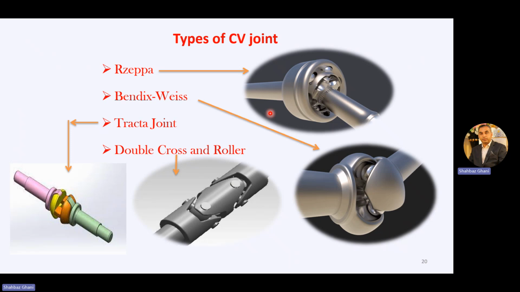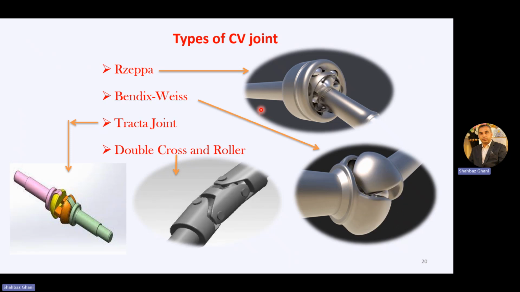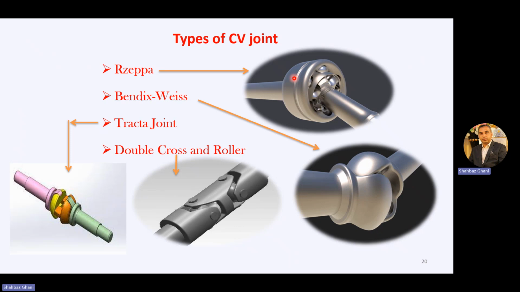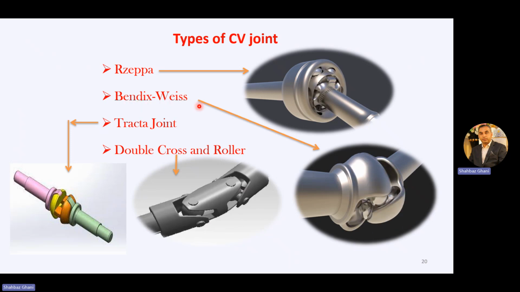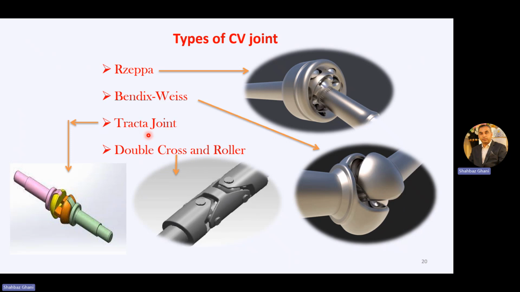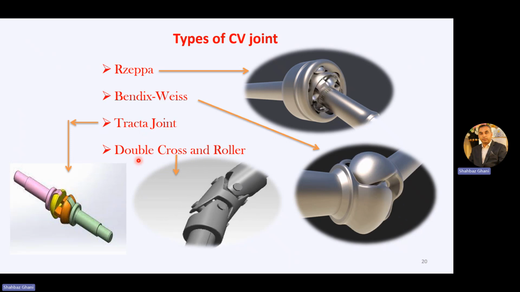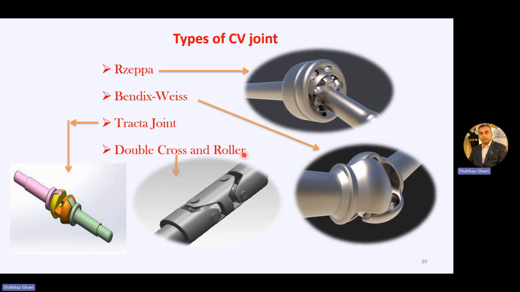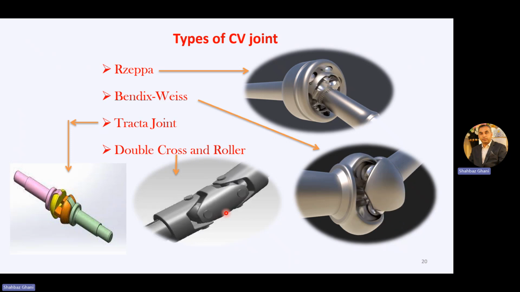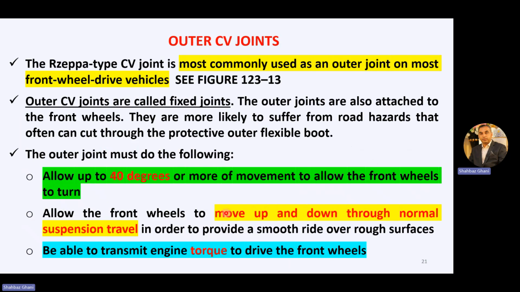Now, types of CV joints. There are four types of CV joints. First one is the Rzeppa CV joint. Then we have the Bendix-Weiss, this type. Then we have the Tracta joint, this type. Then we have the double cross and roller. So these are the four types of CV joints which are used, but the most commonly used is the Rzeppa type CV joint.